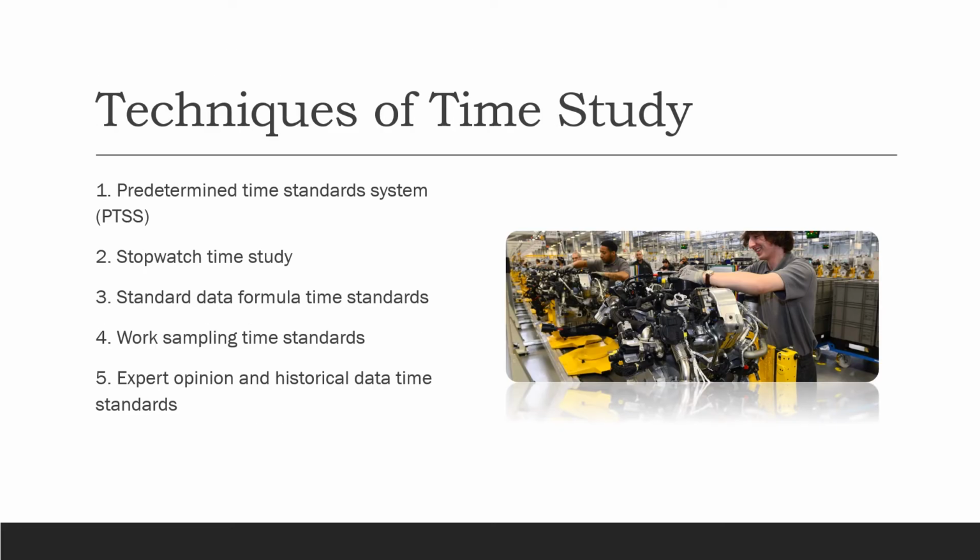Alright, so the next one is time study and techniques, 1 all the way to 5. The predetermined time standard system, PTSS, stopwatch. We have standard data formula time standards. We have work sampling time standards. We have expert opinion and historical data time standards. So these are all time standards.